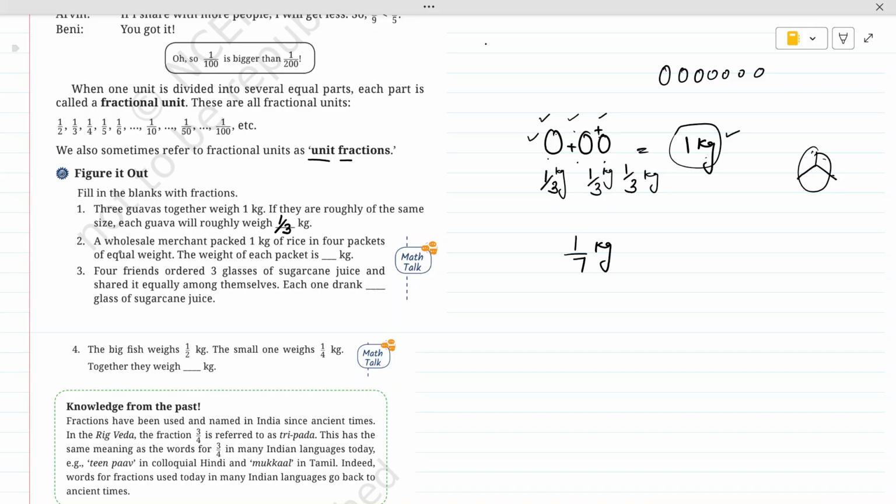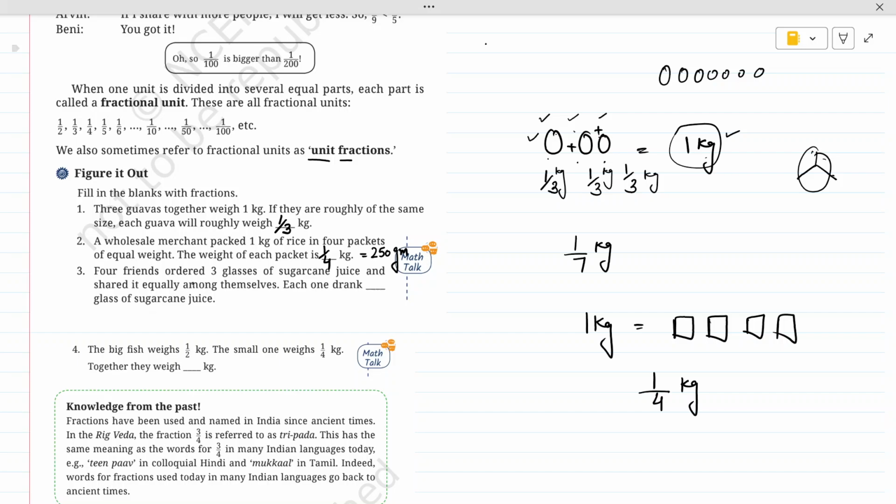Okay. Next, we have a wholesale merchant packed 1 kg of rice in 4 packets of equal weight. The weight of each packet is dash kg. So what it says is that a merchant packs 1 kg of rice in 4 equal packets. Okay, so this total rice goes to 4 equal packets. The weight of each packet will be how much? So simply the weight of each packet will be 1 by 4 of kg. Okay, so 1 by 4 of kg, we can also calculate it. It will be around 250 grams.